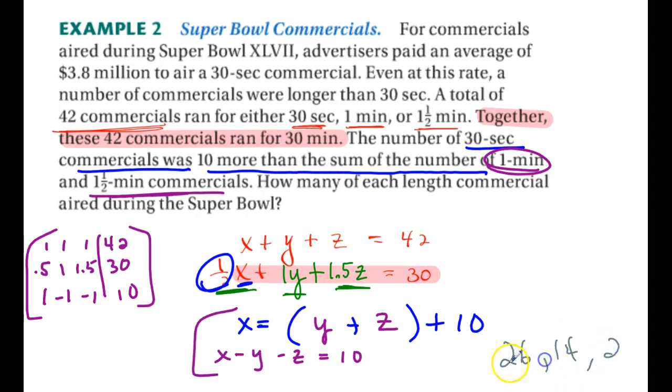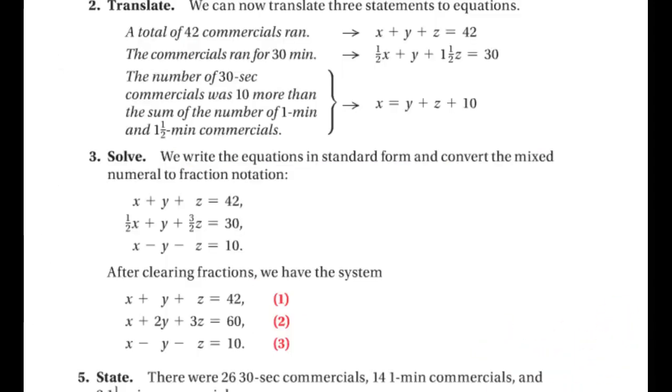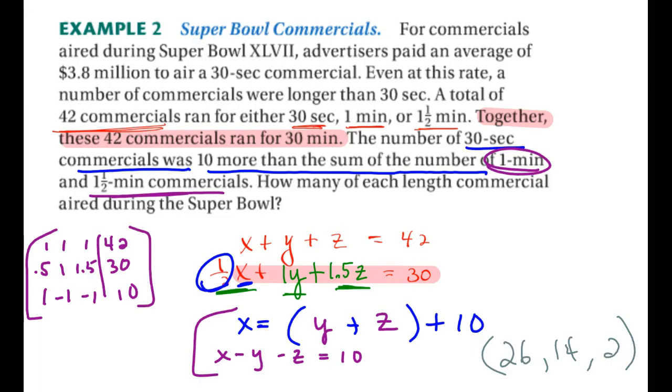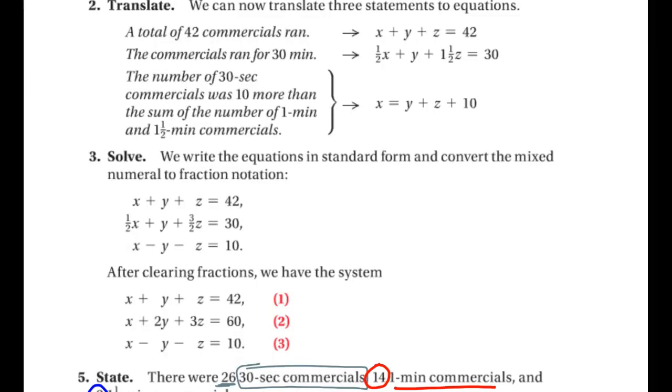So you probably don't want to leave your answer in this form. You'd probably like to go ahead and just tell me there are 26 30-second commercials. There are 14 1-minute commercials, and there are 2. So instead of writing an ordered pair, you might want to tell me what each number represents. So there's the final answer.